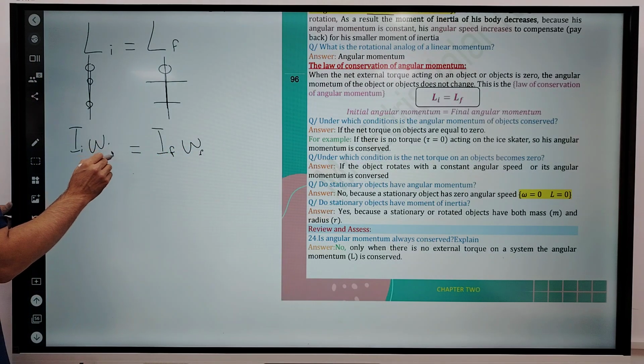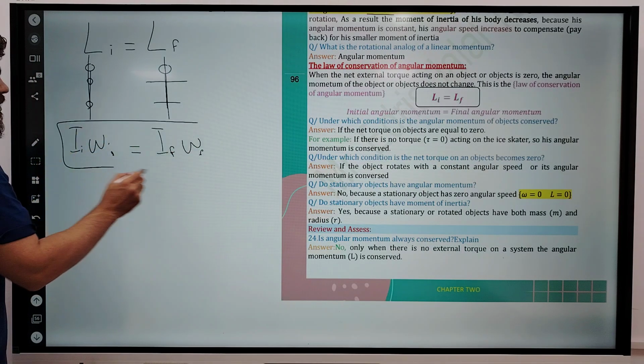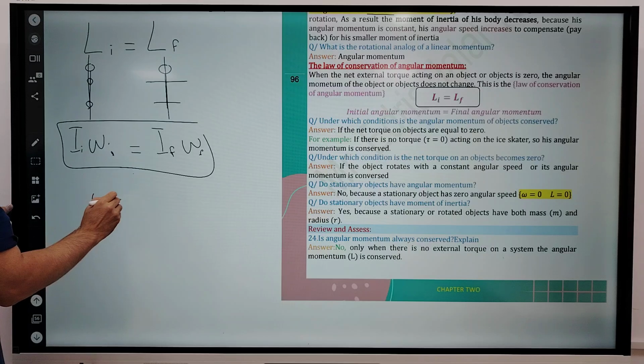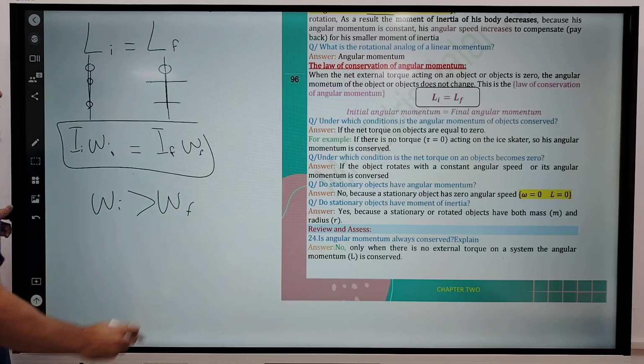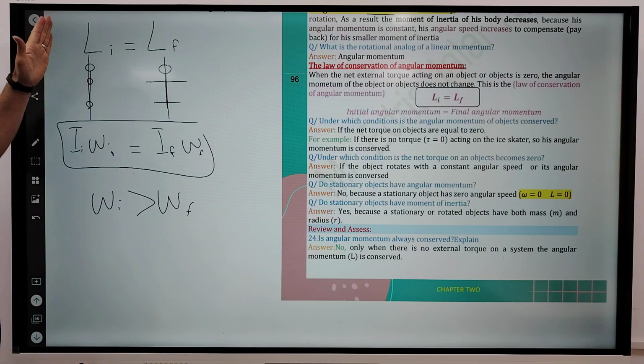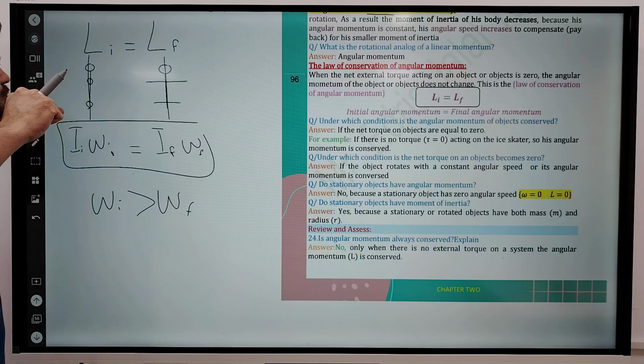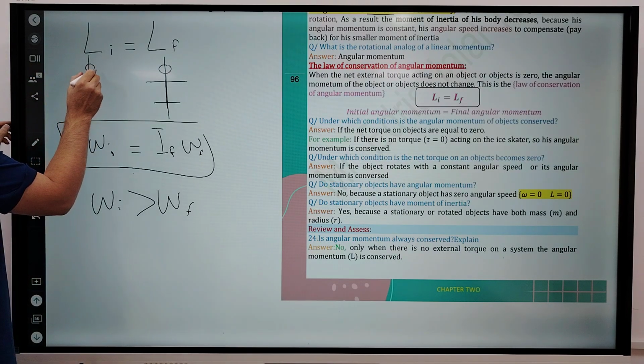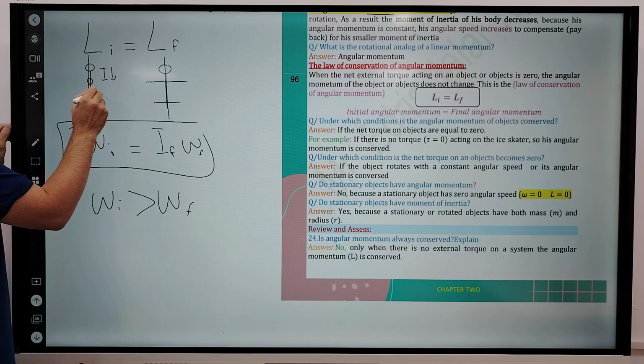So which one has more angular speed? Initial or final? Absolutely the initial. Omega initial is bigger than omega final. Why? Because for the first case, when he brings his hands and feet close to his body, in that case, we have less moment of inertia and more angular speed.